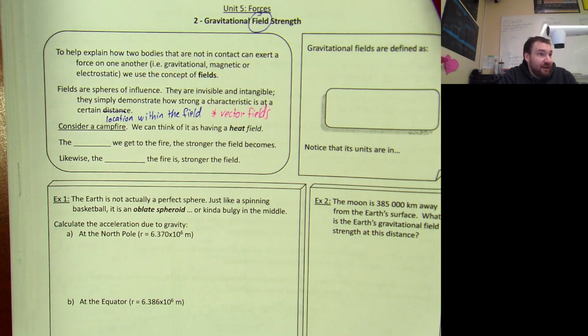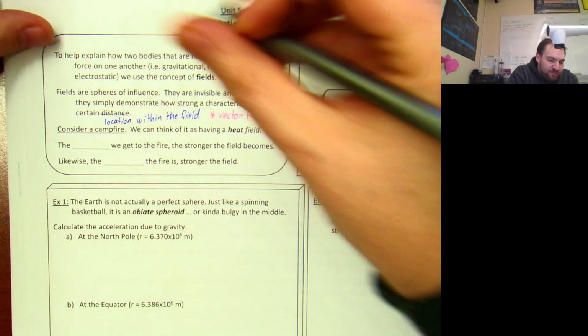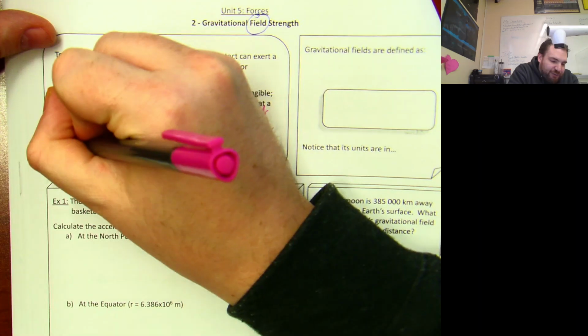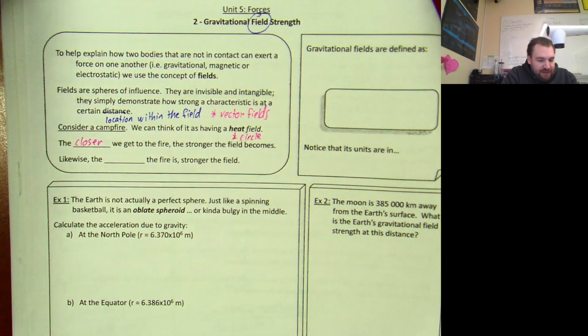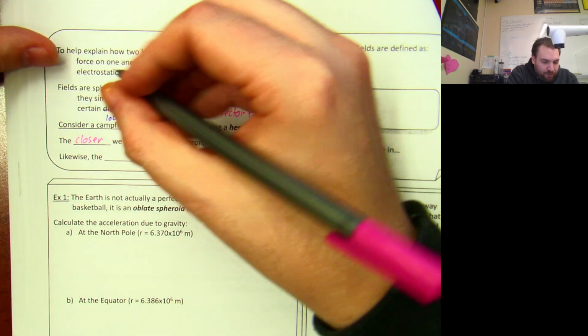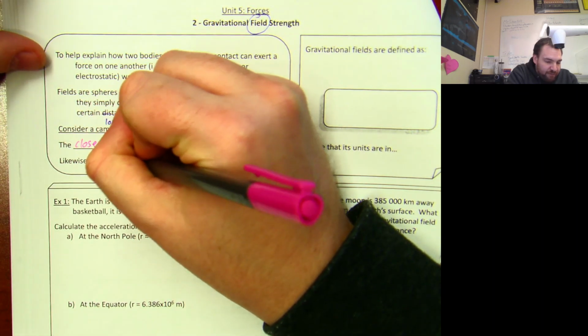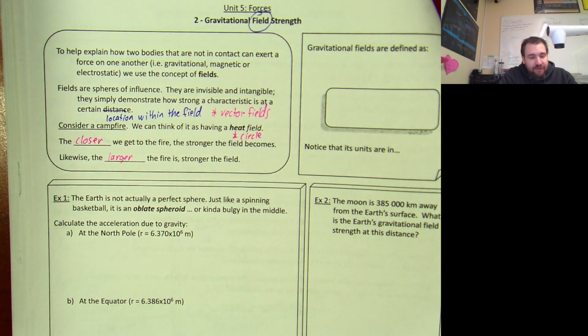Heat rises, hot air rises. In a vacuum, you'd experience it equally. But it would be weird to think about what heat in a vacuum would feel like. But typically, let's think about it in a circle. This is a circular, not a spherical. As you get closer to the fire, the field becomes stronger. Likewise, the larger the fire, the stronger the field.